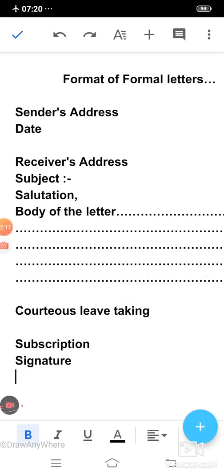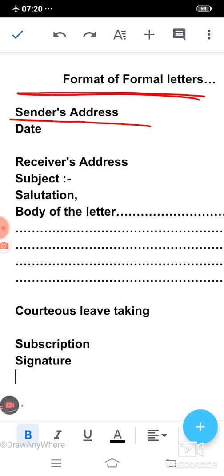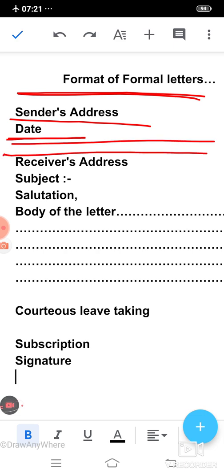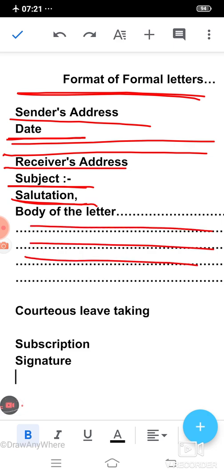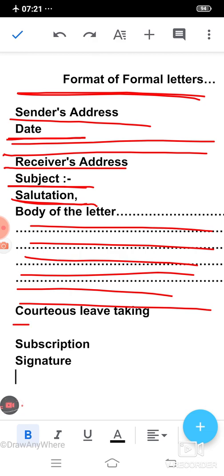I'm going to repeat it again. In a formal letter, first of all we write the sender's address. Just below the line of the sender's address, we write the date. After writing the date, we leave one line and write the receiver's address. After the receiver's address, we write the subject and salutation. After salutation, we put a comma and write the body of the letter. In the end, we use courteous leave taking, subscription and signature.